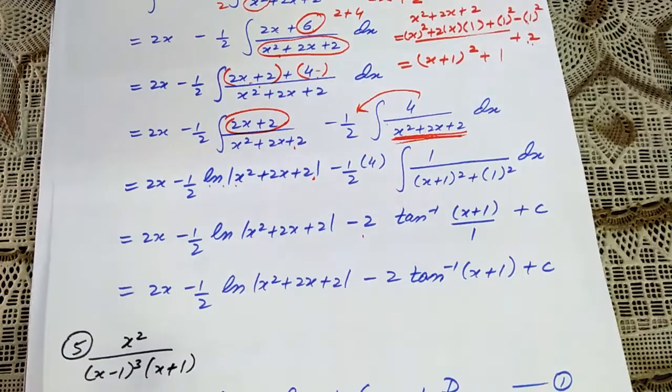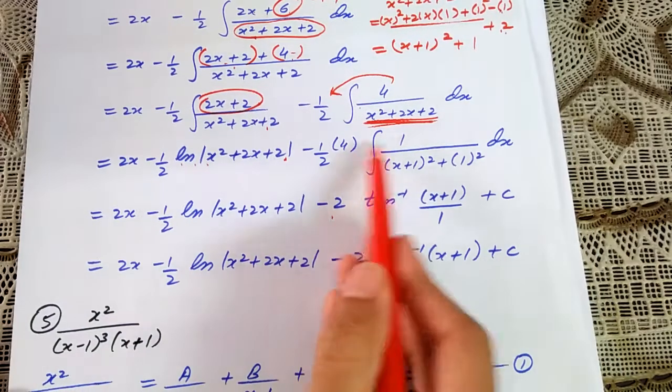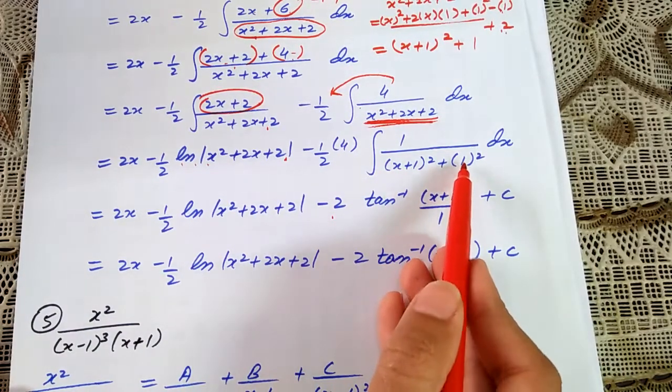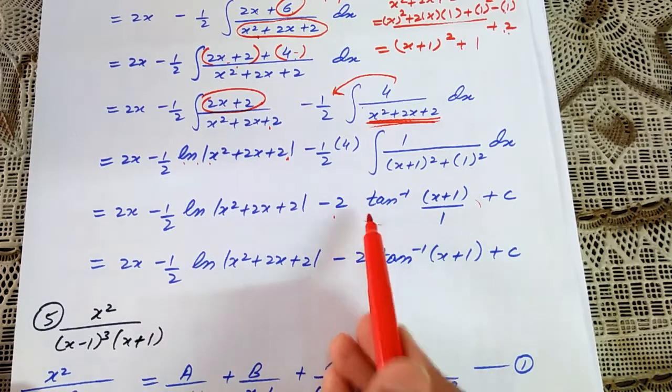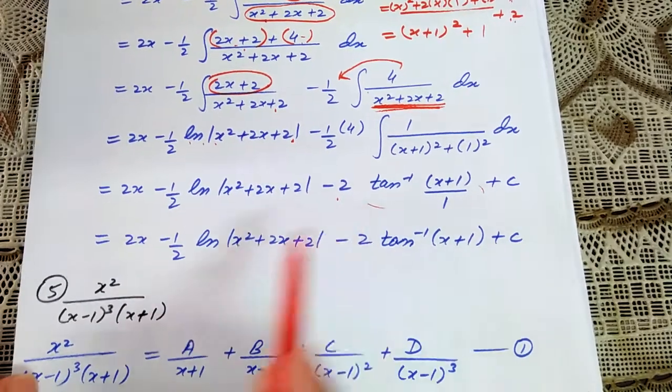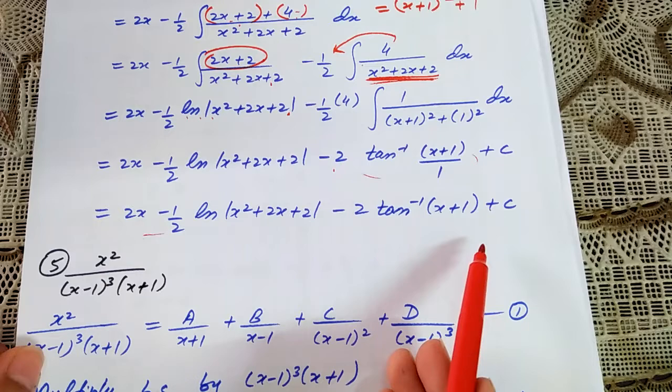And you know that this is the formula for integration of 1 over x square plus a square. So use this formula, tangent inverse x over a, 1 over a as well, and just simplify it. We will get this answer of question number 4.